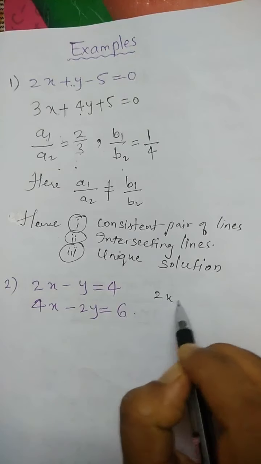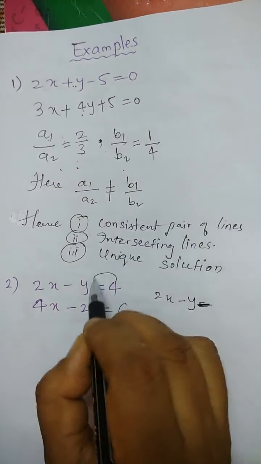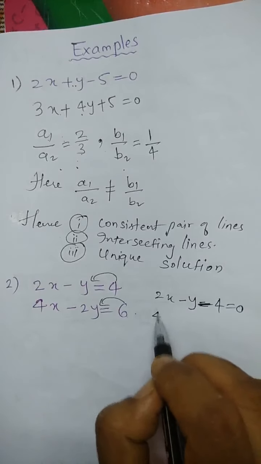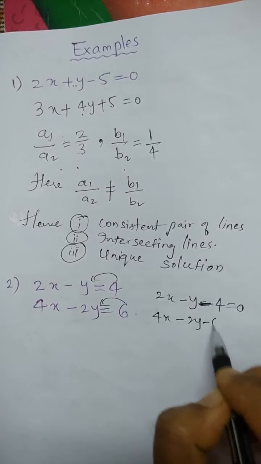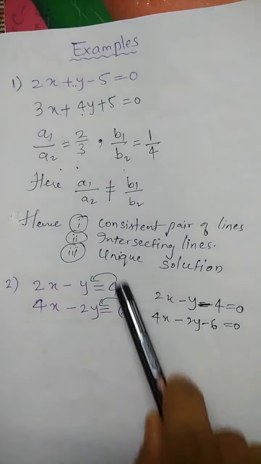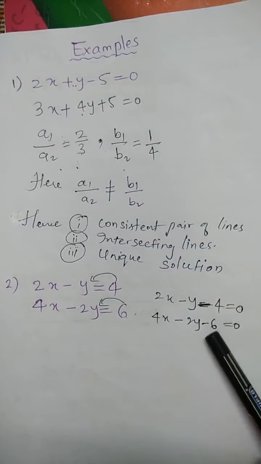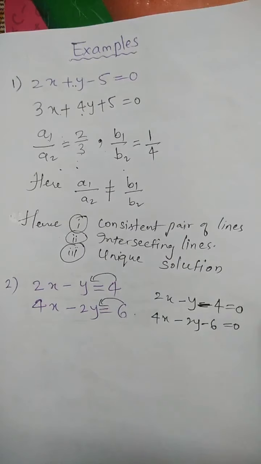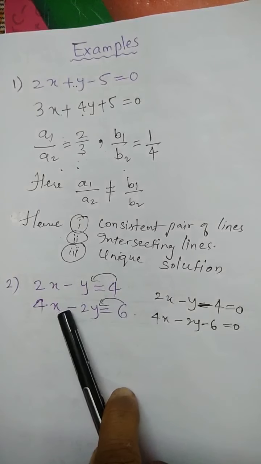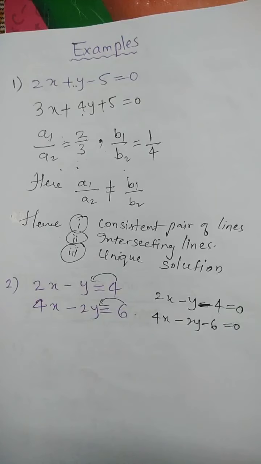Okay. 2x minus y minus 4 equal to 0, bringing this 4 here. Again, bring this 6 here: 4x minus 2y minus 6 equal to 0. You have to convert them into the general form. If you don't bring this C1, C2 to this side, it doesn't make any difference, but you have to take care that both the C1, C2 should be either this side of equal to or both should be this side of equal to. If one is on one side and another on the other side, then you can't get the answer correct.